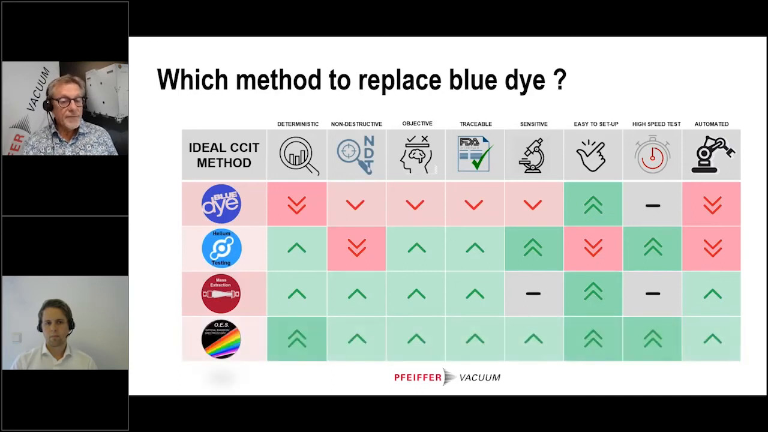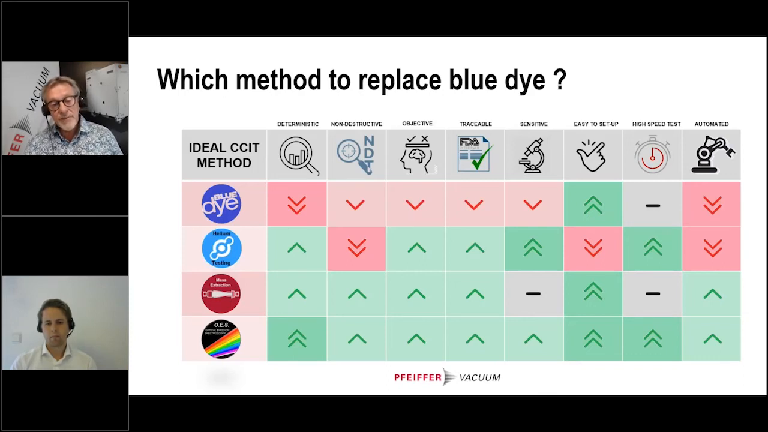easily. And finally, we have the OES, the optical emission spectroscopy. It's very deterministic, especially when you have air inside your product. You are sure that you have a well-known and stable concentration of nitrogen inside your container, so that gives you a fixed reference with no variation, so very accurate measurements. It's non-destructive, objective, traceable, sensitive.